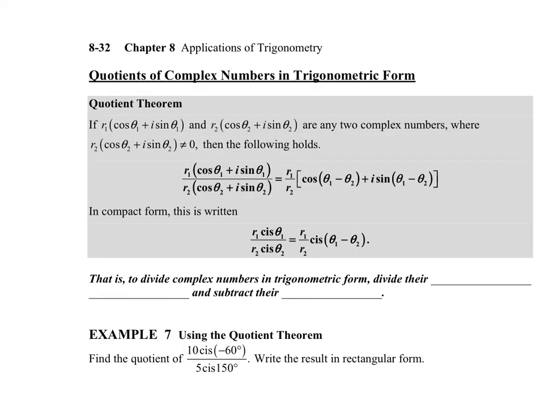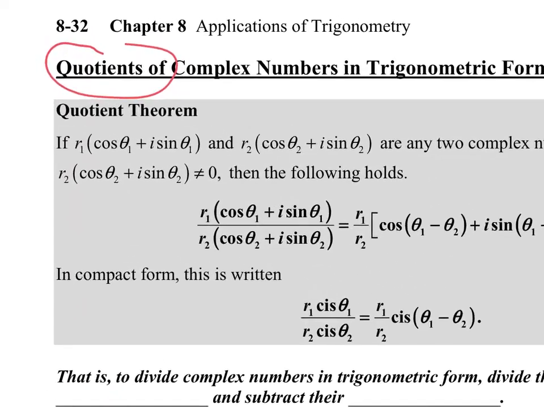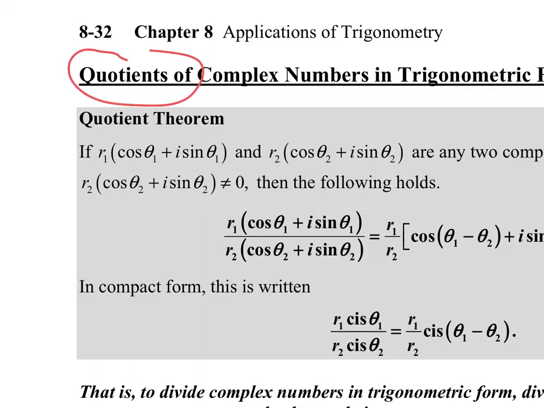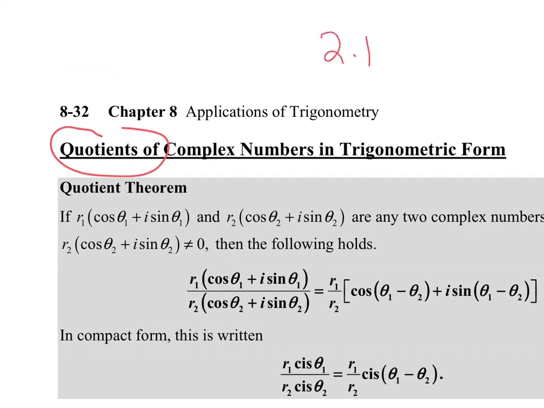Next formula. It's the quotient formula for dividing complex numbers. It shouldn't be any surprise that if I am dividing two complex numbers, as I said before, 2 plus 3i divided by 5 minus 6i would be a division of complex numbers. And we did that a long time ago, but we kept it in rectangular.